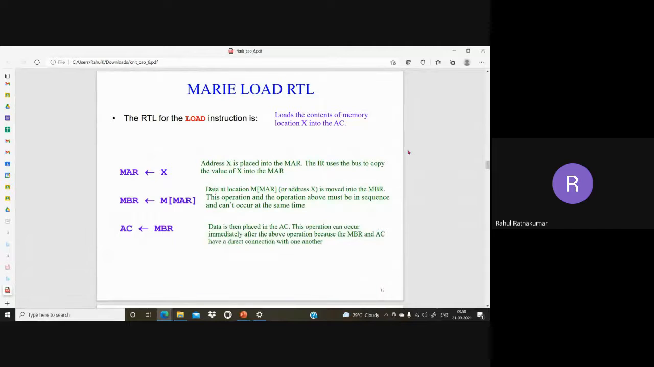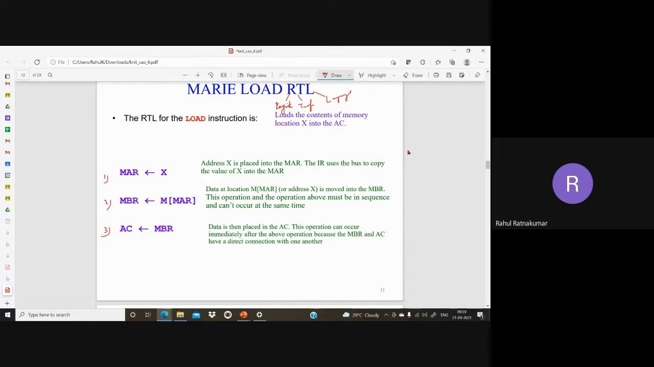Now I think we have discussed a bit of this also, RTL. So what is the meaning of this? When a load instruction is happening, the load instruction is divided into 3 micro-instructions: first, second, and third. What do these micro-instructions indicate? They indicate the hardware data transfer, also called RTL. What is RTL? Register transfer language.